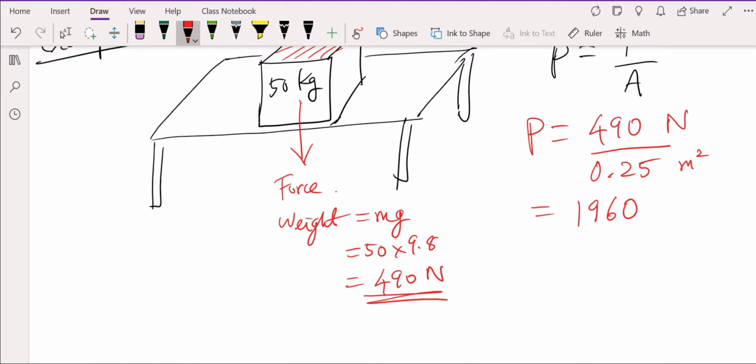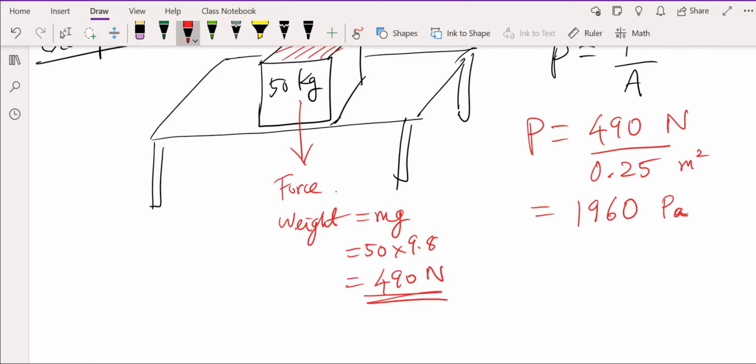What's the unit? Newton per meter square, or what's Pascal? Pascal, P-A-S-C-A-L. You just write PA. Just like N is for Newton, PA is for Pascal. So you can have a shortcut unit, or you can write Newton per meter square. Both are right.